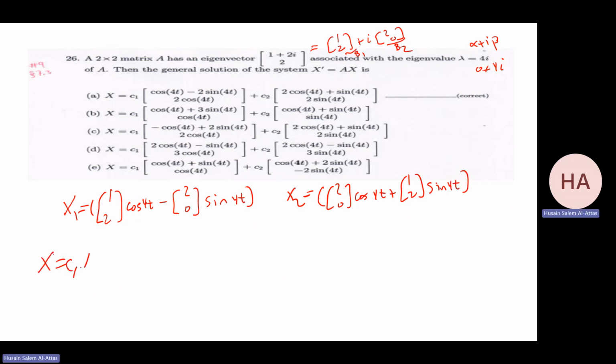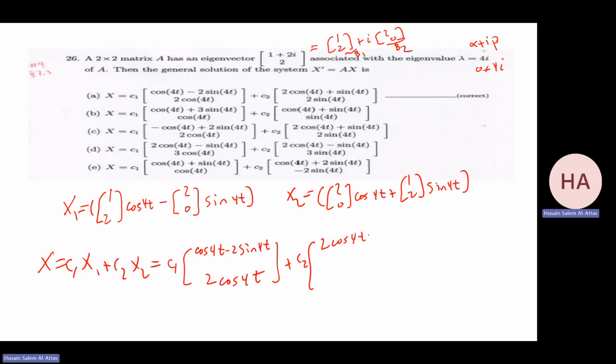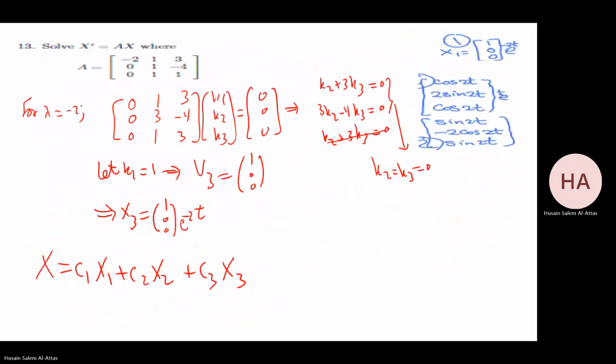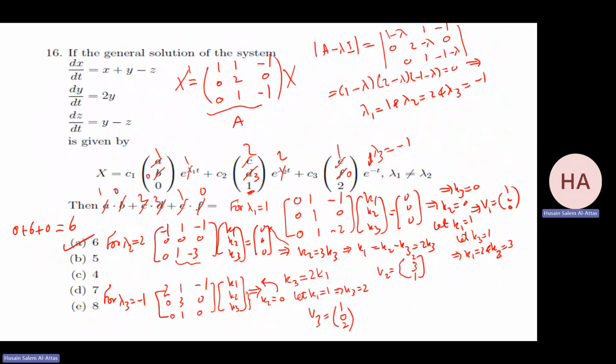So x equals C1 x1 plus C2 x2. That will be C1 times cosine 4t minus 2 sine 4t, 2 cosine 4t, plus C2 times 2 cosine 4t plus sine 4t, and 2 sine 4t. This one will be my correct answer, if the general solution is given by this. I think we did that before. Yeah, I need to do it again. I remember I did it before.